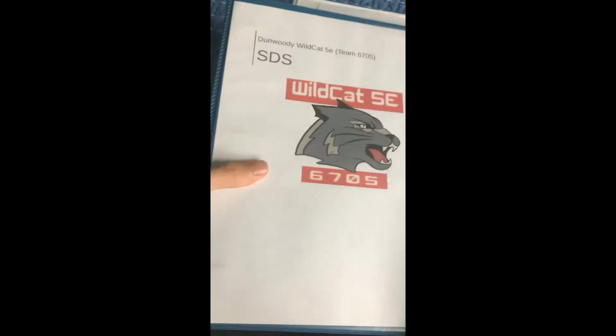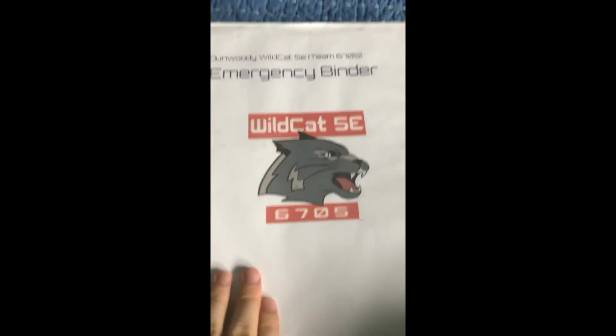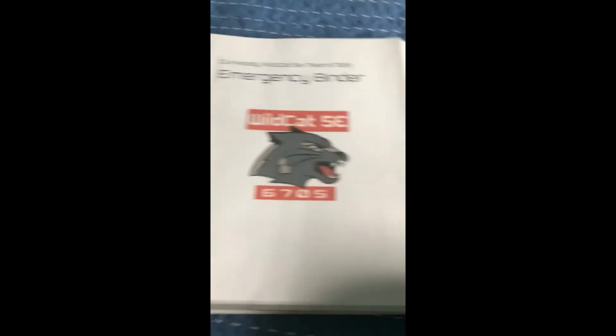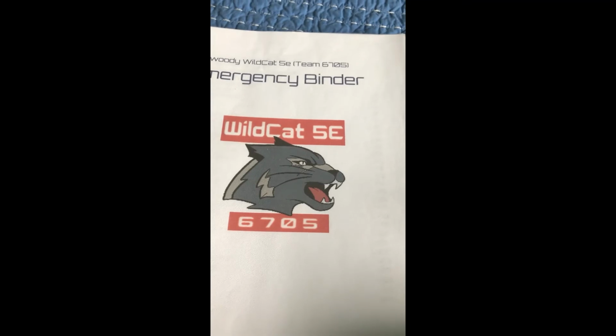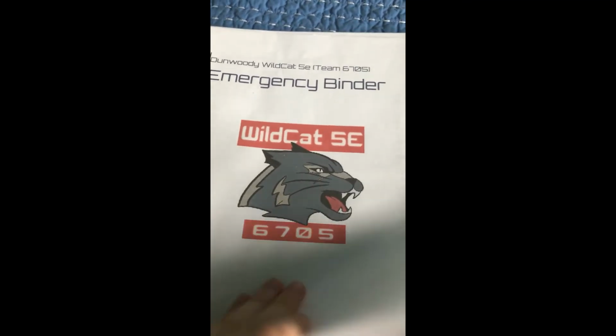And so the next binder besides the SDS is the emergency binder. The emergency binder covers emergencies. Basically, it is all the first aid procedures that you should do once an emergency arises. And so what you should do to get this information, first off, is find a reputable source that covers a variety of topics on first aid.